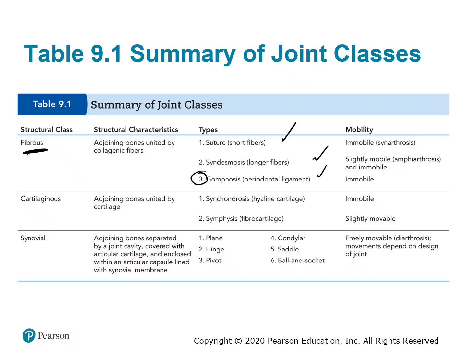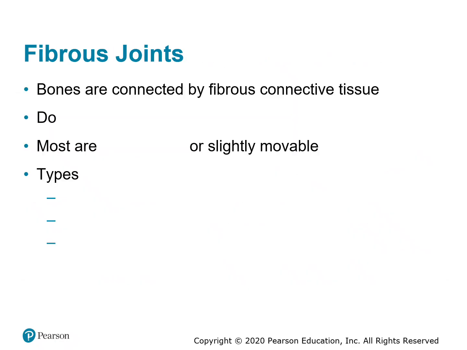Synchondrosis and symphysis are both made out of cartilage. They are cartilaginous joints. And then synovial joints are going to be every other joint that you think of. And we'll talk about those synovial joints in a lot more detail. Okay? So, fibrous joints are bones that are connected by a fibrous connective tissue. What does that mean? It is a connective tissue that has fibers in it.